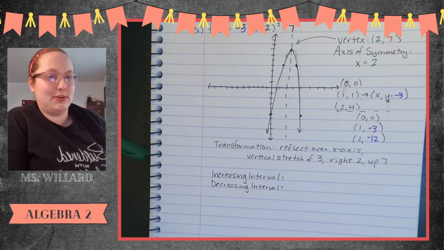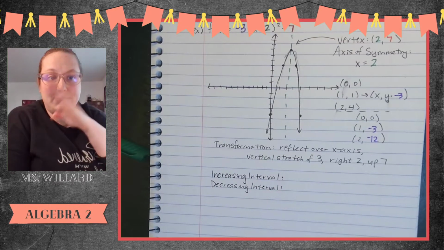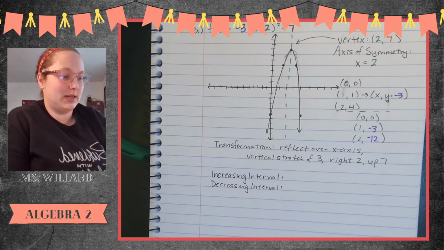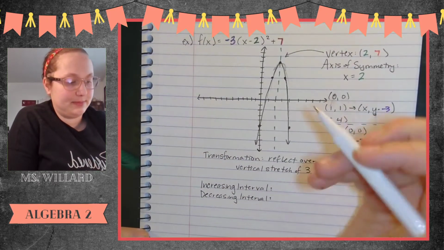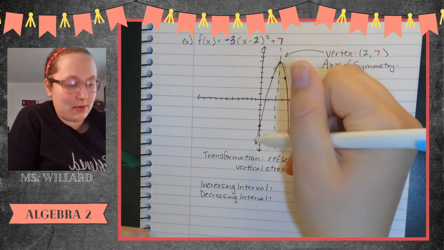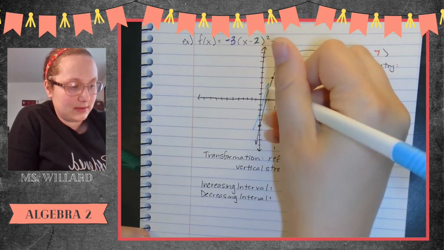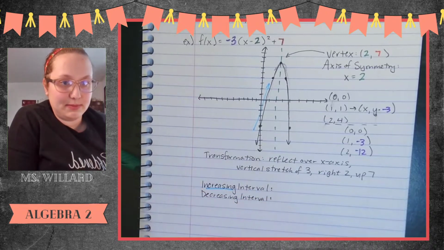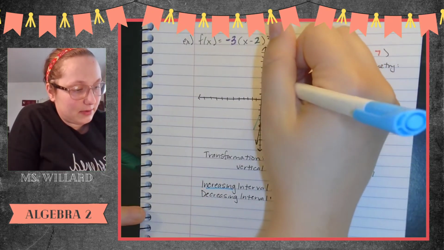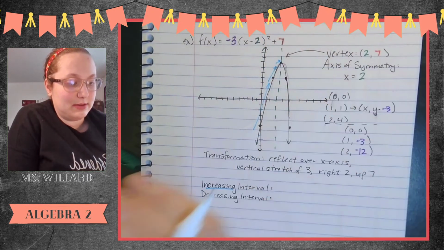So my increasing interval, I read the graph from left to right. I start on the left side of my graph, and I notice that when I do that, my graph is going up. That's an increasing interval. It goes up all the way until I get to the vertex.